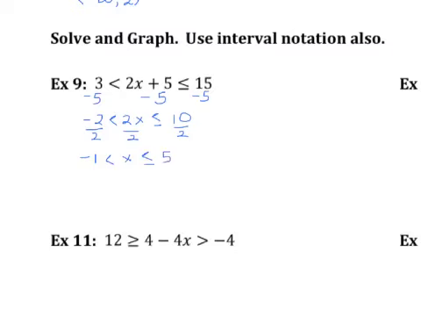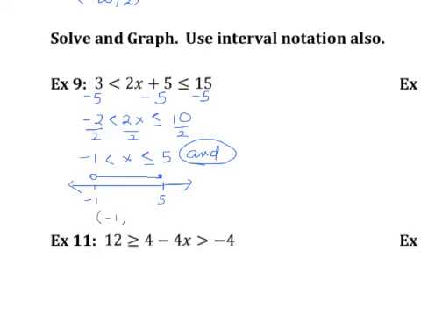And I want us to graph it. And this is an and, because x is between two other numbers. So we've got -1 and 5. Open circle, closed circle. And we're going to connect them. And as an interval, -1 to 5. And 5 has a bracket because it has an equal with it.